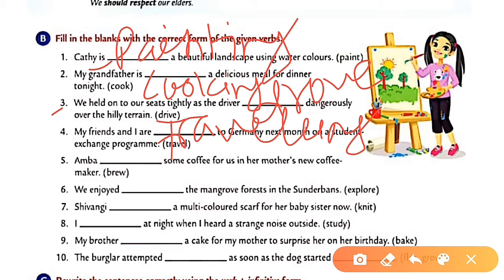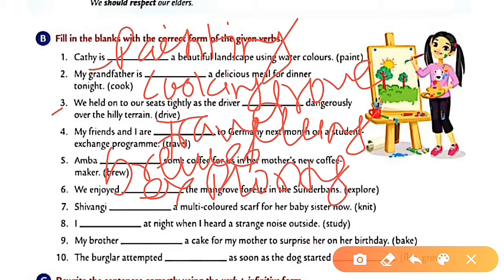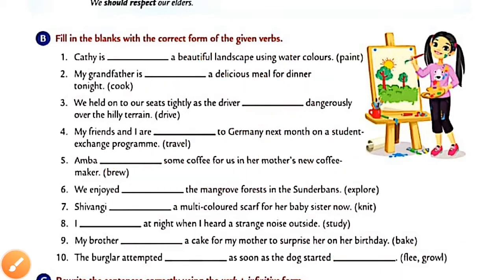Okay, next, number 5. Amba dash some coffee for us in her mother's new coffee maker. Your answer is, verb third we have to use in this sentence, Amba dash. So it is, verb third is brought, ed form. Next, number 6. We enjoyed dash the mangrove forest in the Sundarbans. So your answer is, we enjoyed exploring. Exploring, okay.